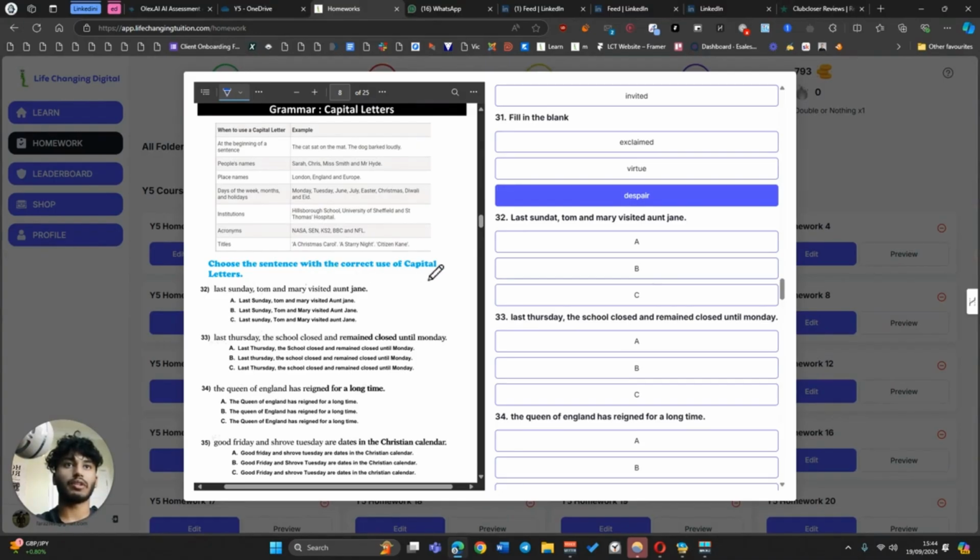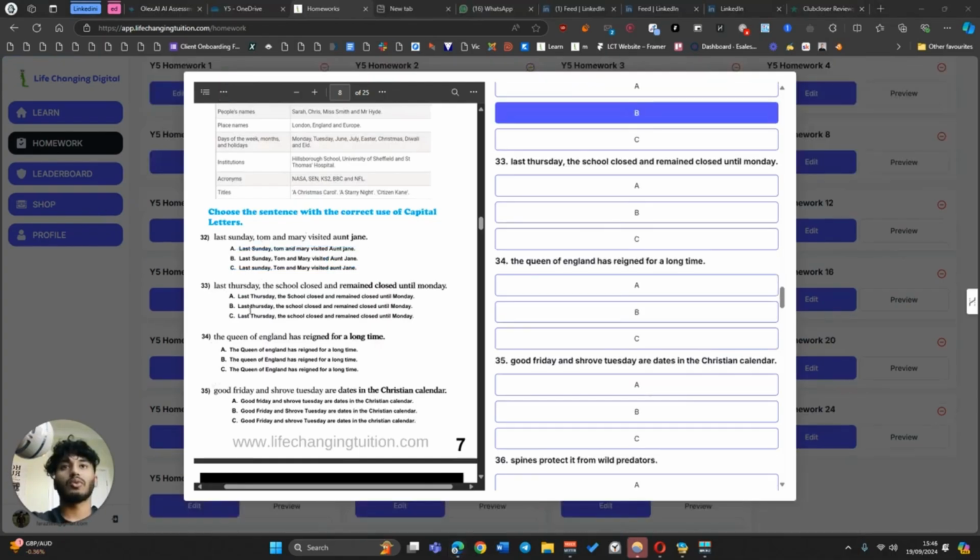Okay, choose the sentence with the correct use of capital letters. Now, Aunt Jane, because it's a proper noun here, it should be capitalized. And you can see C can't be it because Sunday isn't capitalized, and this one doesn't have Tom or Mary capitalized. So we've got option B. Question 33. Last Thursday the school closed and remained closed until Monday. So Thursday has to be capitalized, so it can't be option B. The school shouldn't be capitalized, so it can only be option C here.